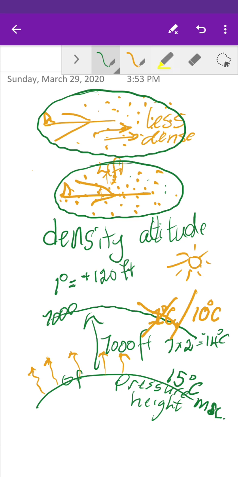So that is 9 degrees warmer than 1 degree. So if it's 9 degrees warmer, it will increase the density altitude by 9 times 120. Quick calculation, 1,080 feet will be added on to 7,000.